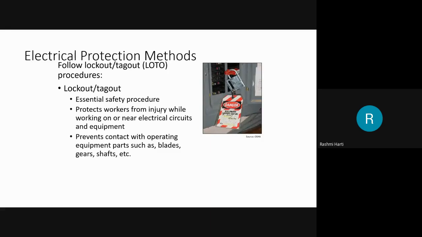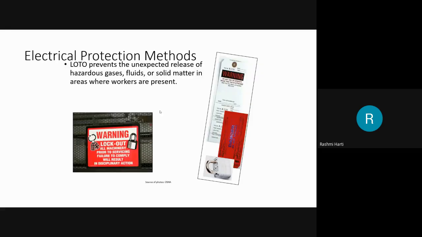Okay. Then you have the next one, that is the LOTO prevents the unexpected release of hazardous gases, fluids, and solid matter in areas where workers are present. So if you could see here, lock out all machinery prior to servicing. Failure to comply will result in disciplinary action. These are warnings which are being put forth. And basically, it is to protect against being electrocuted. Workers need to follow lockout tagout procedures when performing lockout tagout on circuits and equipment.